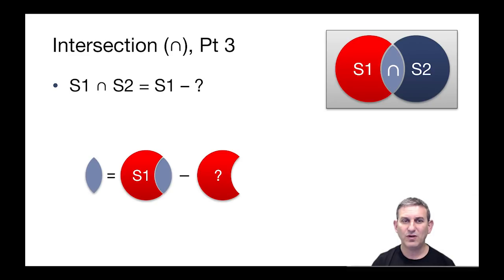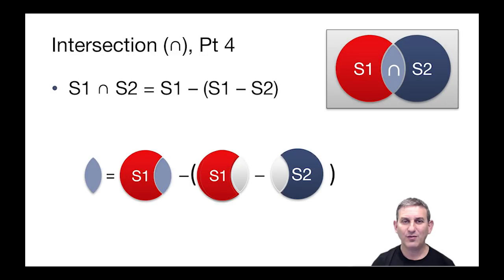It's going to be S1 minus something. Here's a picture of the intersection on the left. We're saying it's equal to S1, which is the full circle, minus that moon-shaped thing on the left. We've seen a moon-shaped shape before in our previous descriptions of operators. How did we get that? That's S1 minus S2. So the whole expression S1 intersect S2 is S1 minus (S1 minus S2), or a full circle minus a moon, and that gives you the intersection.